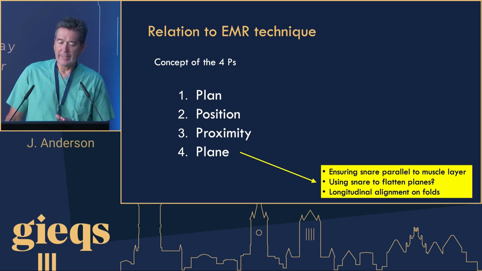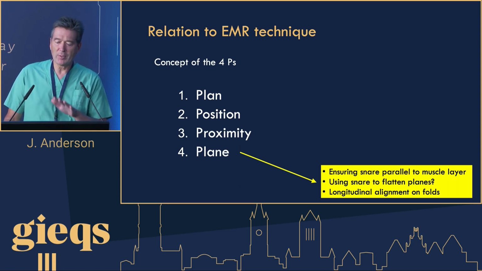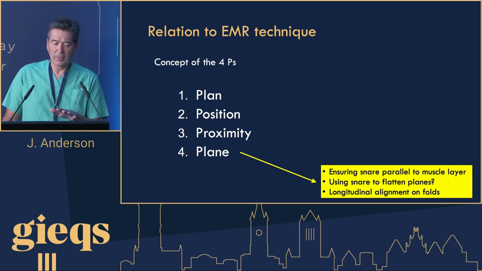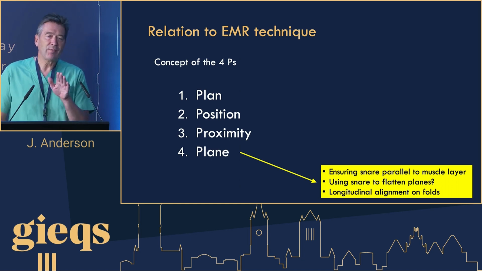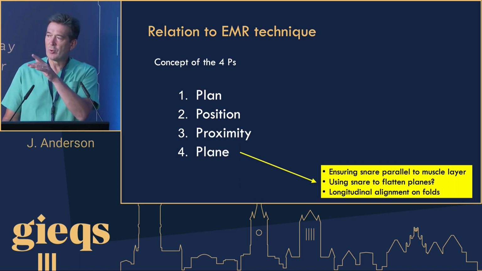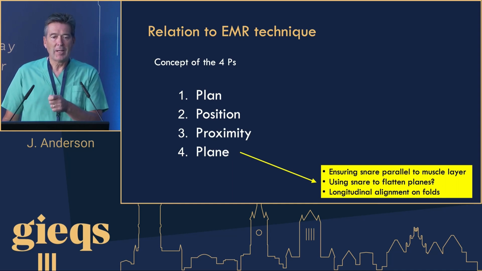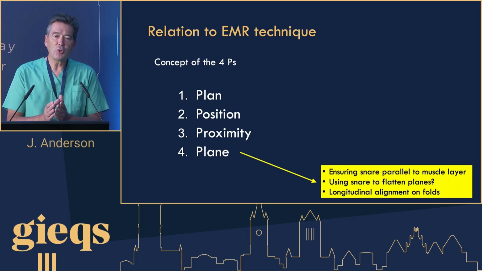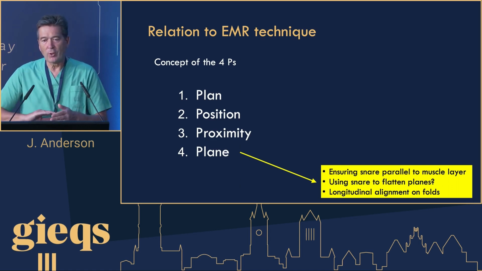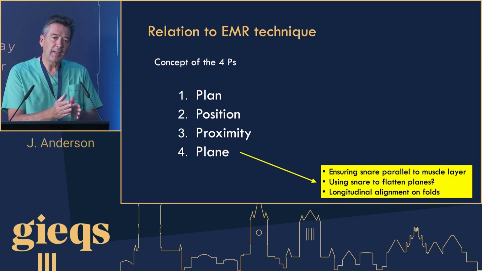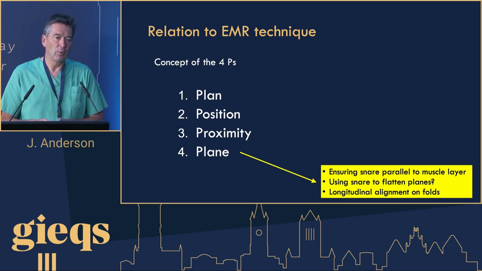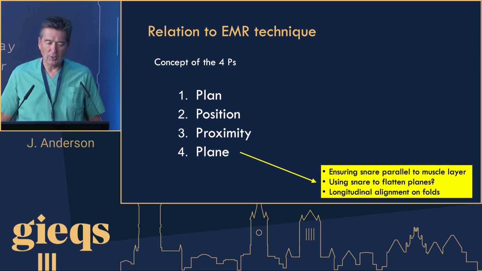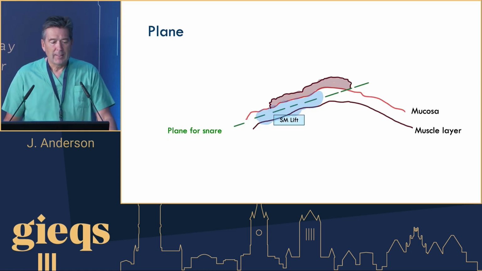And then finally, the plane. Ensure that your snare is in the same parallel plane as the muscle, and you will minimize the risk of perforation. And you can use the snare to flatten the planes in benign lesions. Michael showed it with the biopsy forceps, and actually you can do it with the snare as well. But I would urge you not to cut across folds. If you're going to move across a fold, so you're actually on a hump of a fold, you need to align against the longitudinal axis of that fold. So you need to pivot the snare so you're going along with the muscle fibers. And this is what I mean.